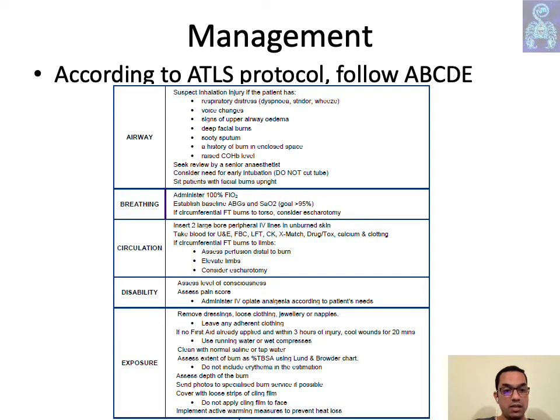arterial blood gas analysis. For the circulation, here you are putting 2 large bore peripheral IV lines in unburned areas. Take samples for urea and electrolytes, full blood count, liver functions. Creatine kinase is important because the burns patient can have rhabdomyolysis and myoglobinuria, so you want to check for that.